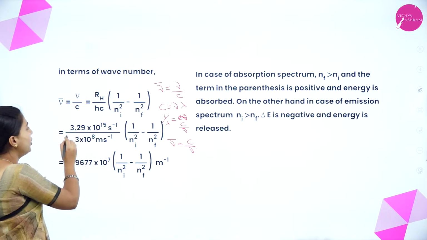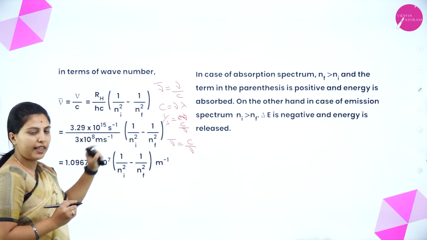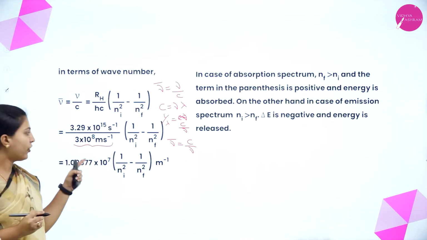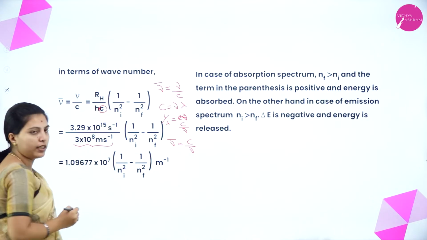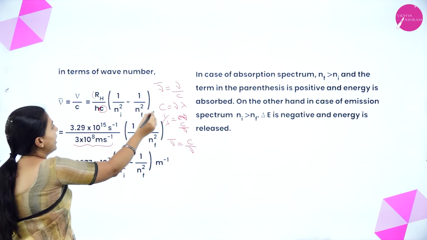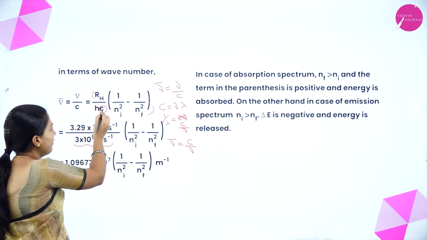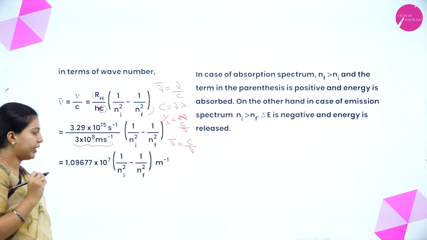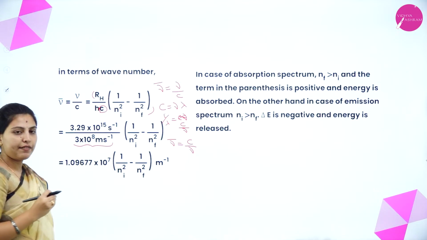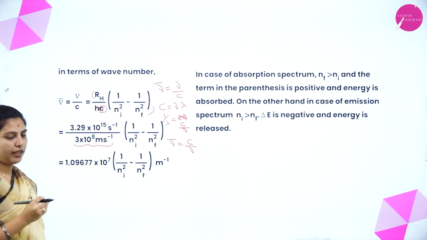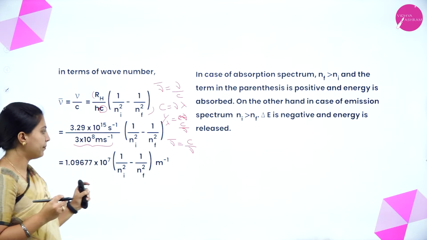See here, nu, what we got, is 3.29 into 10 to the power of 15 per second. What is this? 3 into 10 to the power of 8 meter per second. This is C, the velocity. This much we have taken from the frequency, and here we have substituted. Only C we need to find. After everything is substituted, we will get 1.0967 into 10 to the power of 7 into 1 by Ni square minus 1 by Nf square per meter.